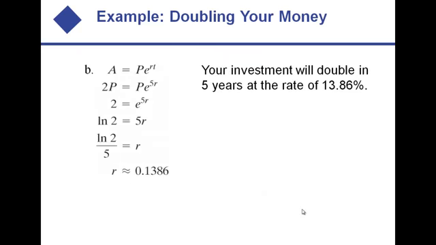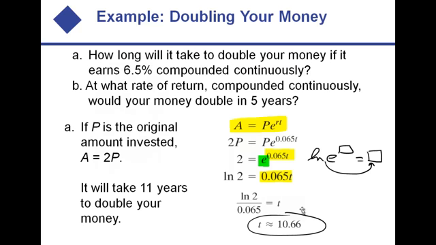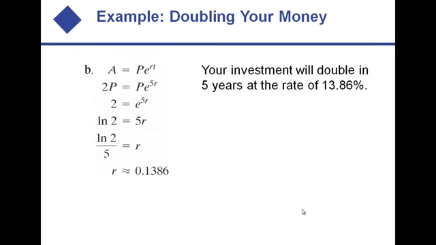The second part, at what rate, right? It wants to know at what rate of return, compounded continuously, would your money double in 5 years. So instead of figuring out how long it takes for your money to double at a given interest rate, they're basically asking, if you want your money to double in 5 years, what interest rate do you have to get on that money? Same formula, only now we don't know the interest rate, but we do know the time, right?